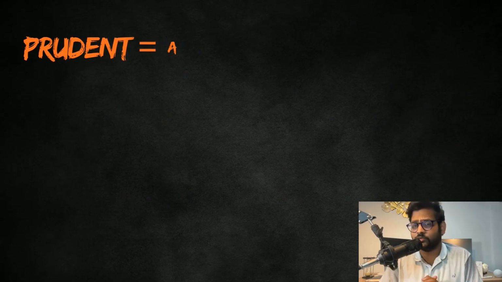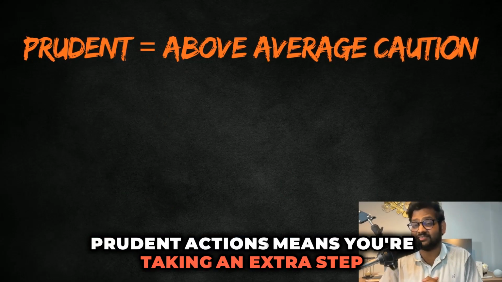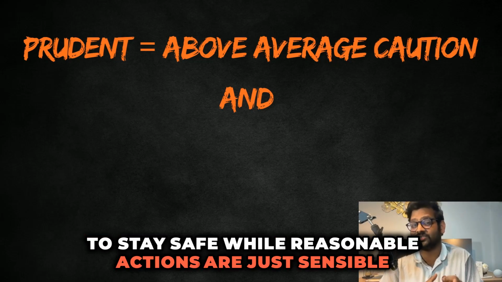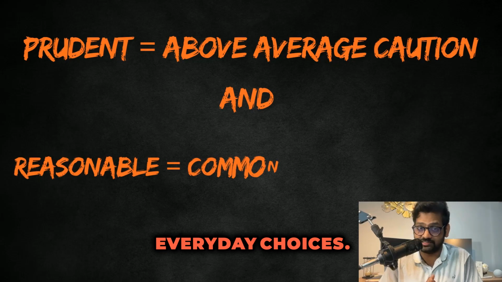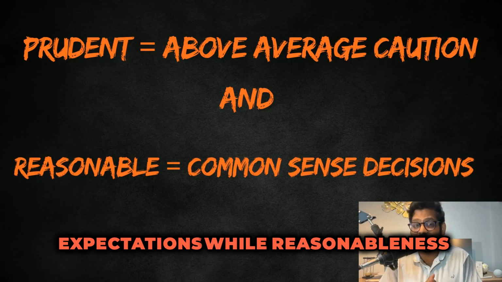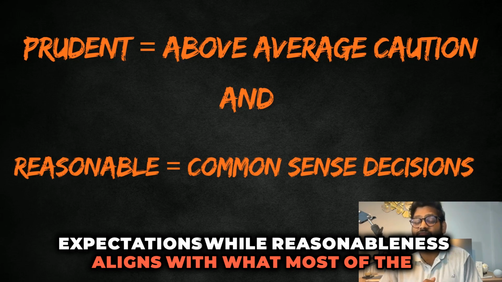So to sum up, prudent actions means you're taking an extra step to stay safe, while reasonable actions are just sensible everyday choices. Prudence is about exceeding expectations, while reasonableness aligns with what most people would do.